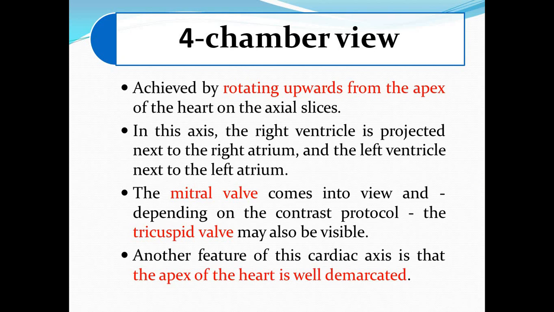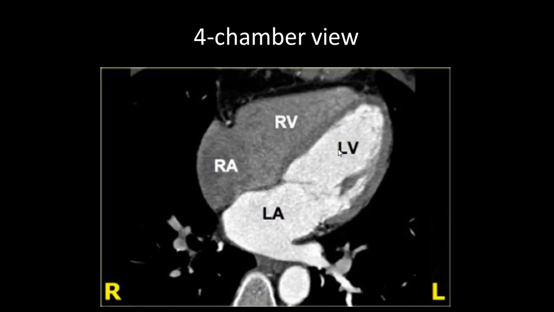We start with the 4-chamber view, and we need to know how to obtain these kind of views. We will make slices like the previous ones in the heart, but then on the PACS system, when we want to evaluate the heart, we need to do some rotations of these views so we can look at these chambers. The 4-chamber view is achieved by rotating upwards from the apex on the axial slices. So in this axis, the right ventricle is projected next to the right atrium, and the left ventricle is next to the left atrium. Let's have a look at this view.